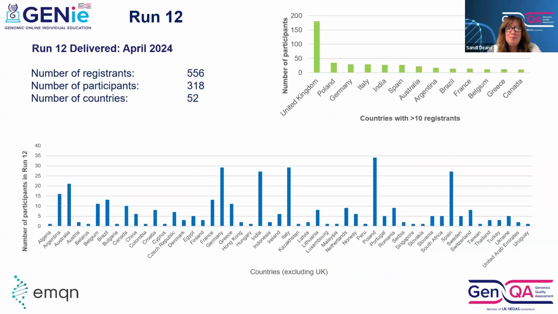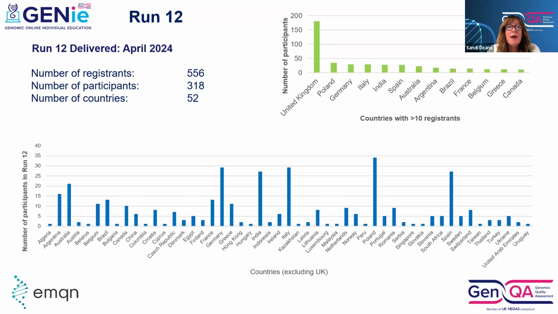Next slide, please. So looking specifically at run 12 that has just completed, we had over 500 individuals who had registered to participate, but unfortunately this dropped to just over 300 who actually completed the scenarios. But we are getting global reach, and it shows you how much in demand those resources and the ability to assess and interpret variants really is a global issue.